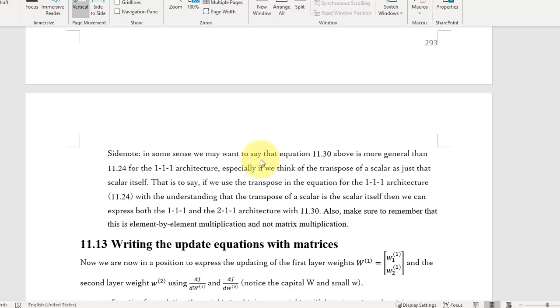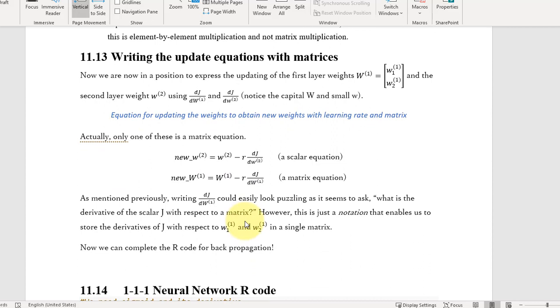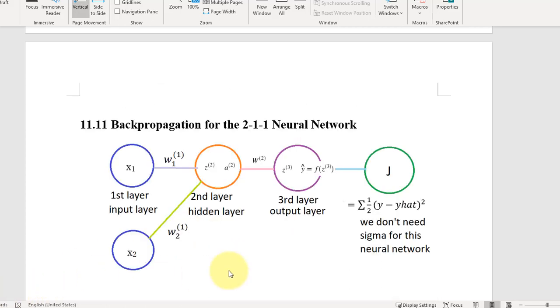In some sense, we may want to say that equation 1130, the new one above, is more general than the 1, 1, 1 architecture equation. And then, as we said, we can write our update equations like this. And then we are done with what we need to do for the 2, 1, 1 network. We know how to update this weight. We know how to update these weights.